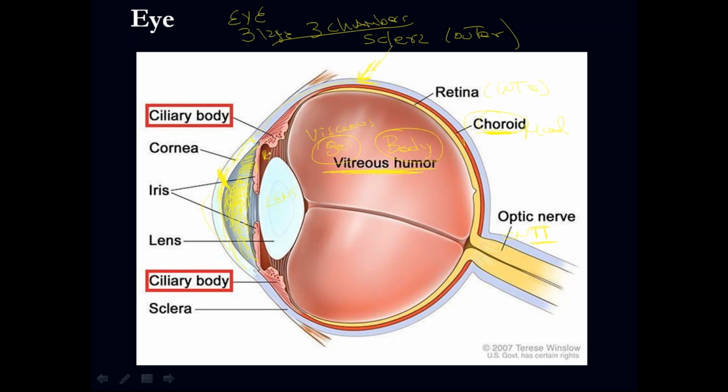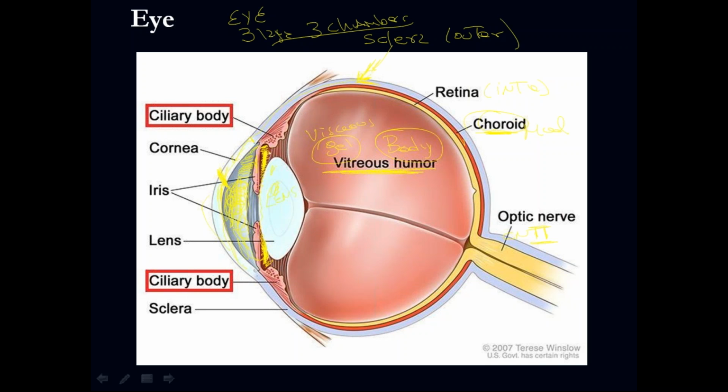The posterior chamber is this. Please, this is the posterior chamber. And the posterior chamber is in between the iris and the crystalline, right? Or the lens. This is the lens. And this is the posterior chamber. Not this. This is the posterior chamber only. Period.